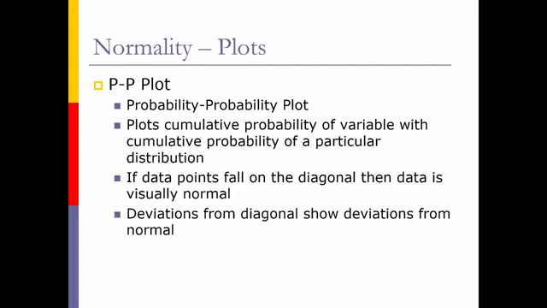The next is our probability plot. And SPSS will do this for you. Again, it will plot the cumulative probability of one variable against the cumulative probability of a particular distribution, such as a normal distribution. For normal, that distribution is going to have a diagonal line. And if the data points fall on that diagonal line, then the data is visually normal.